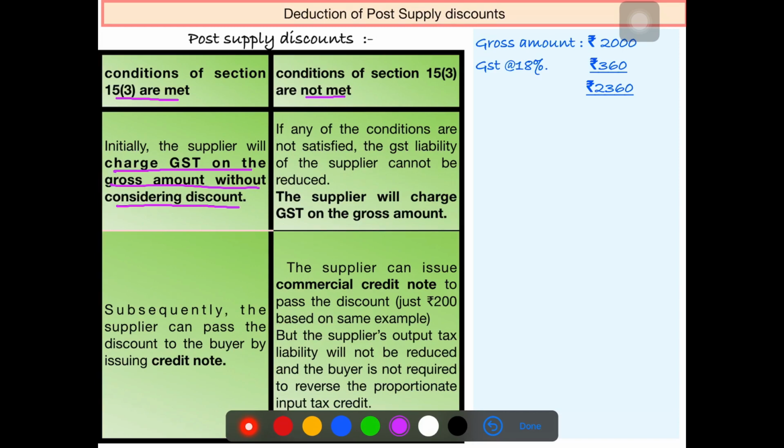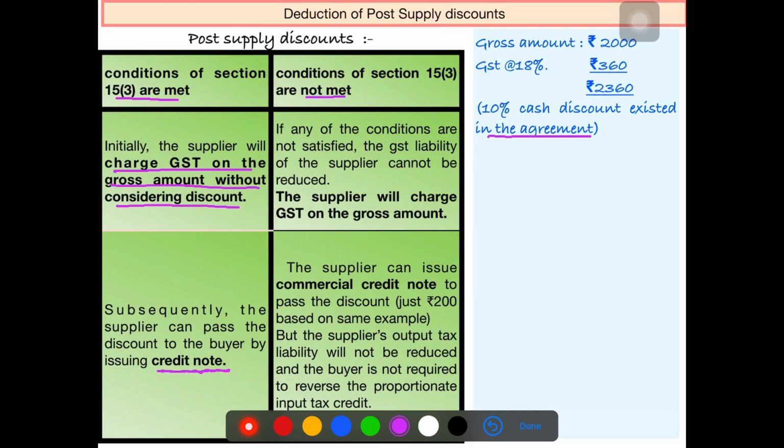So as I mentioned, conditions of section 15 subsection 3 are met. So in this transaction of supply, 10% of cash discount existed in the agreement. So it's a post supply discount. If a customer makes payment within a stipulated period of time, the supplier will provide a discount of 10%. So how will the supplier pass the discount? The supplier can pass a discount to the buyer by issuing a credit note.